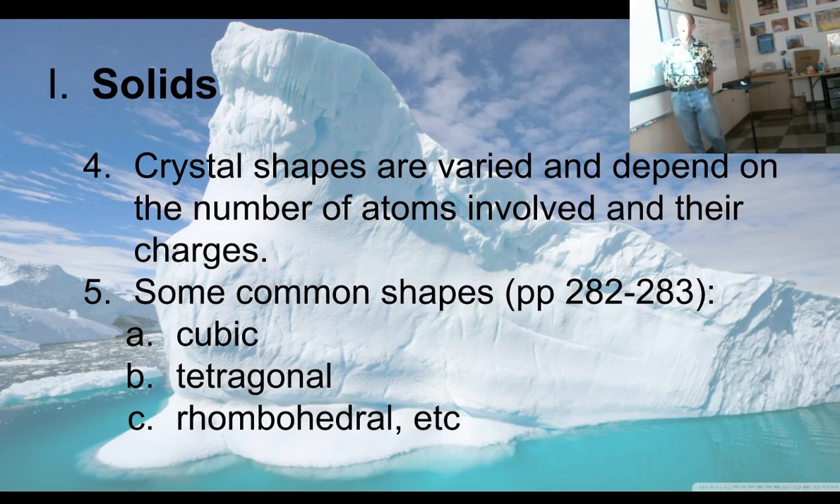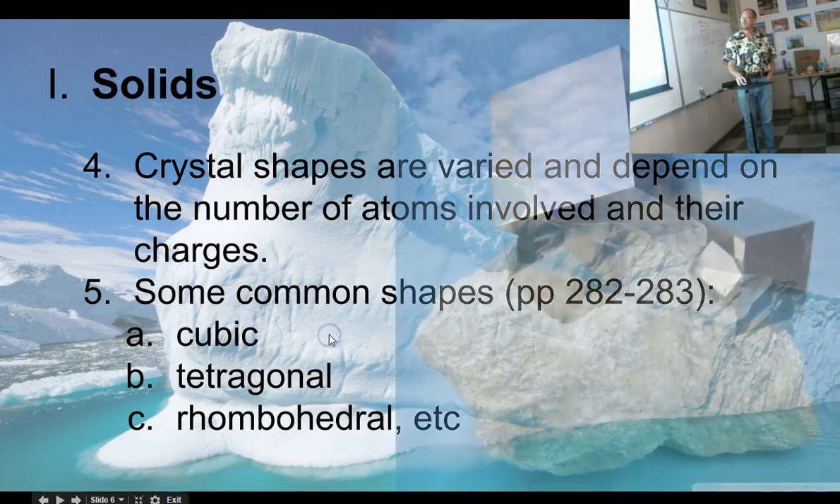Tetragonal, I think that's how you say that, looks the same way whether it's small or big. And rhombohedral is another one. So these are just three. There are many. You don't need to know the names of all the crystalline shapes. Just know that they are regular, repeatable structures that the crystal will have no matter how big or small it is. Let me show you some pictures.